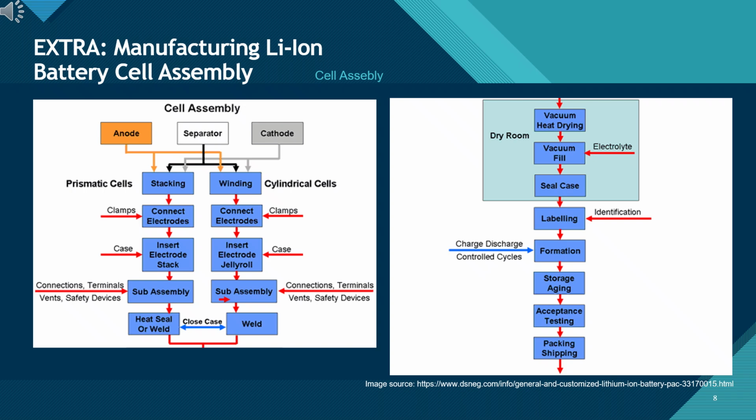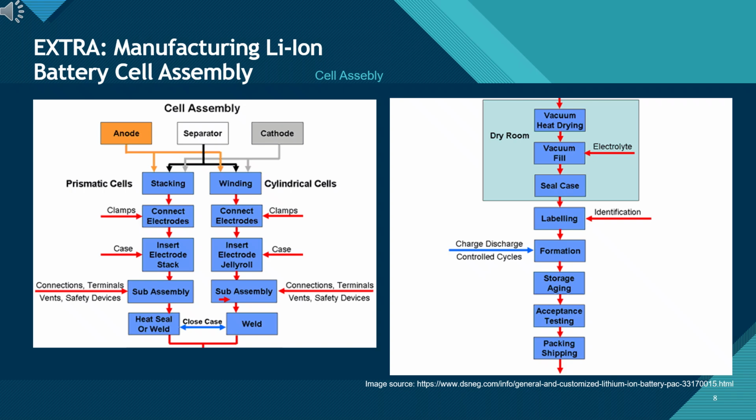This diagram illustrates the cell assembly and finishing process for lithium-ion batteries. It begins with the preparation of anode, cathode, and separator, followed by two major assembly methods: stacking for prismatic cells and winding for cylindrical cells. In both cases, electrodes are connected, inserted into casings, and subassembled with terminals, vents, and safety devices. Next, the cells undergo sealing or welding and are then transferred to the dry room environment.